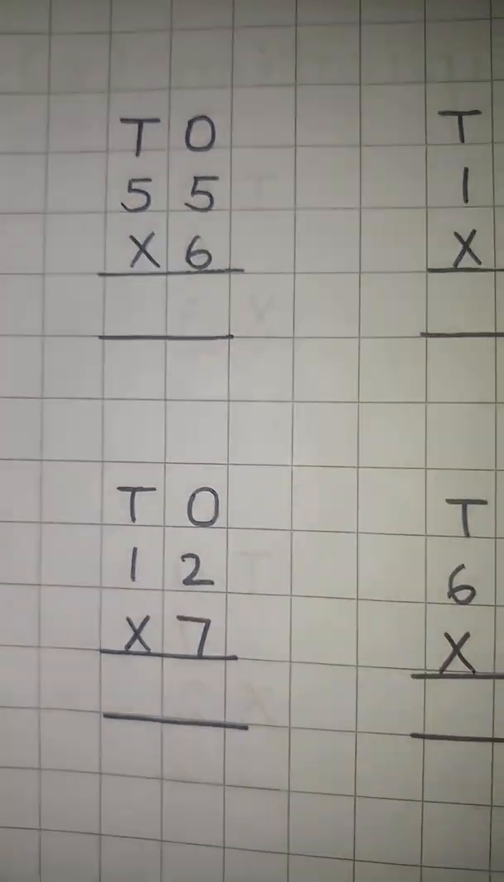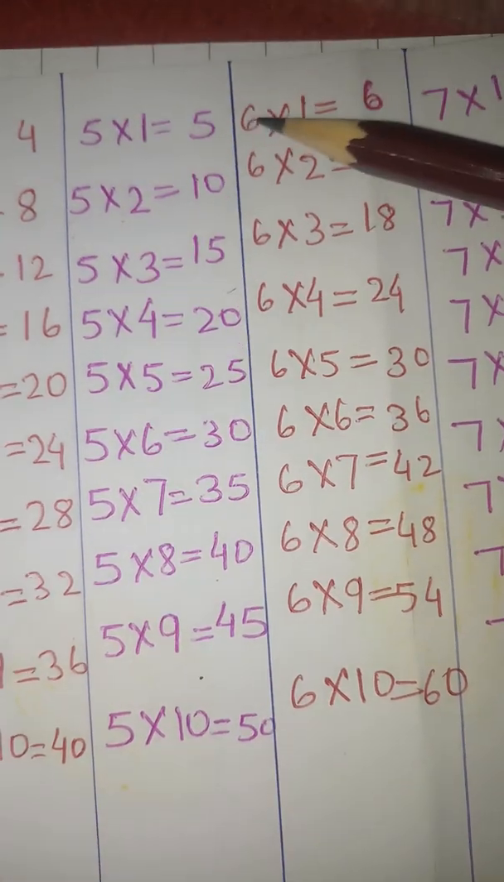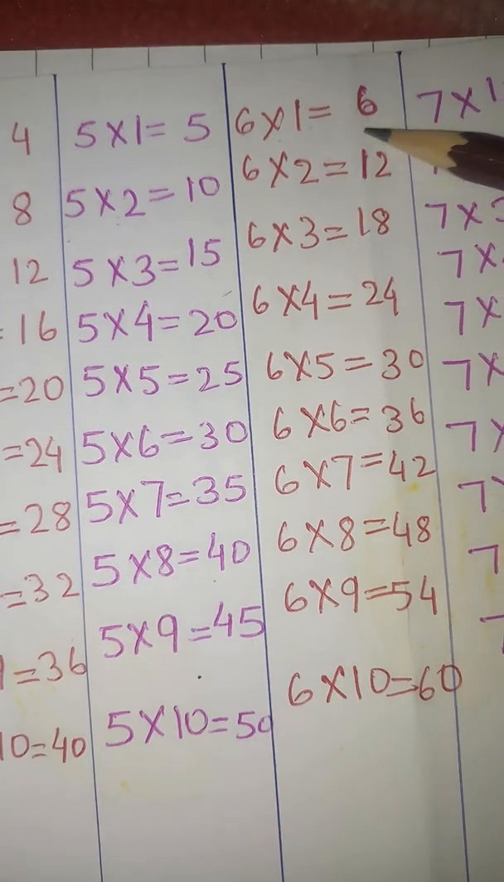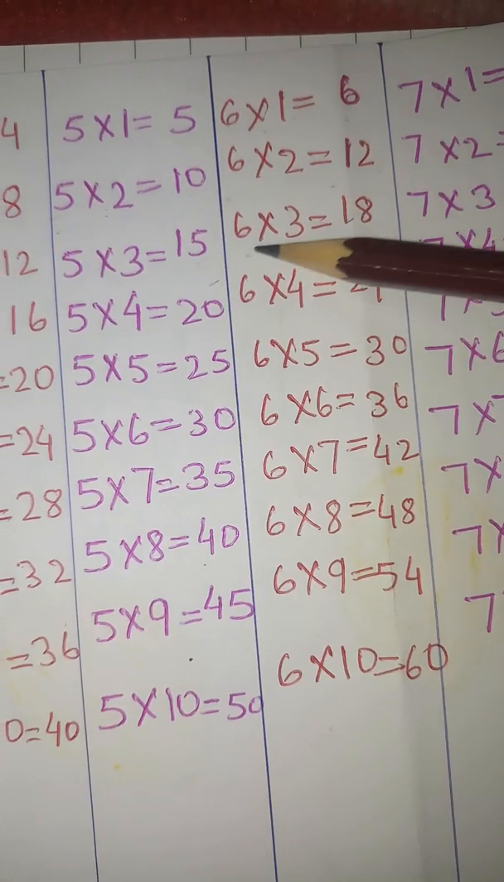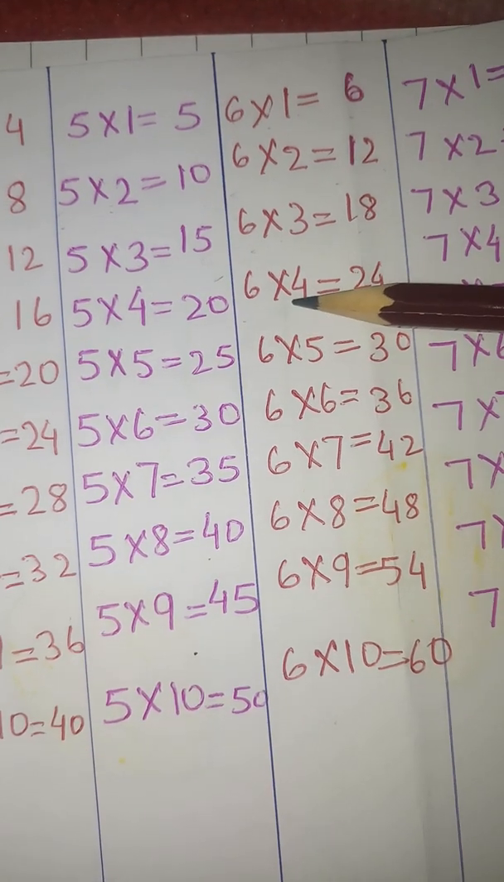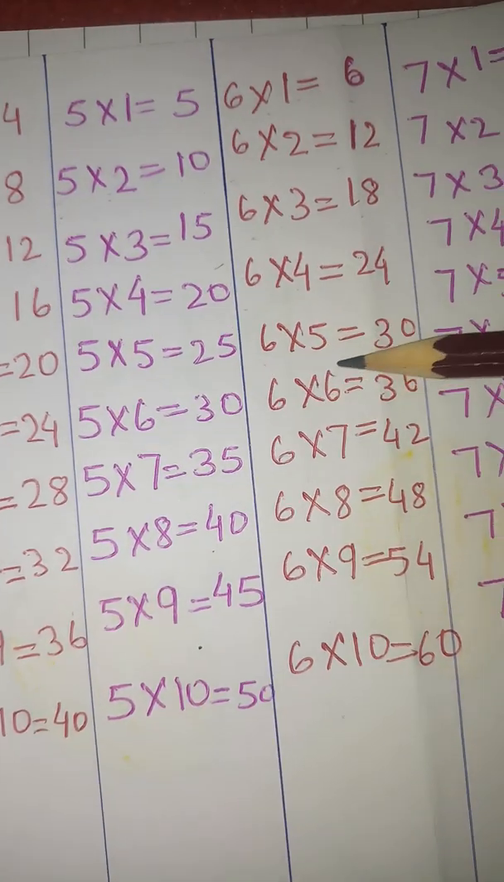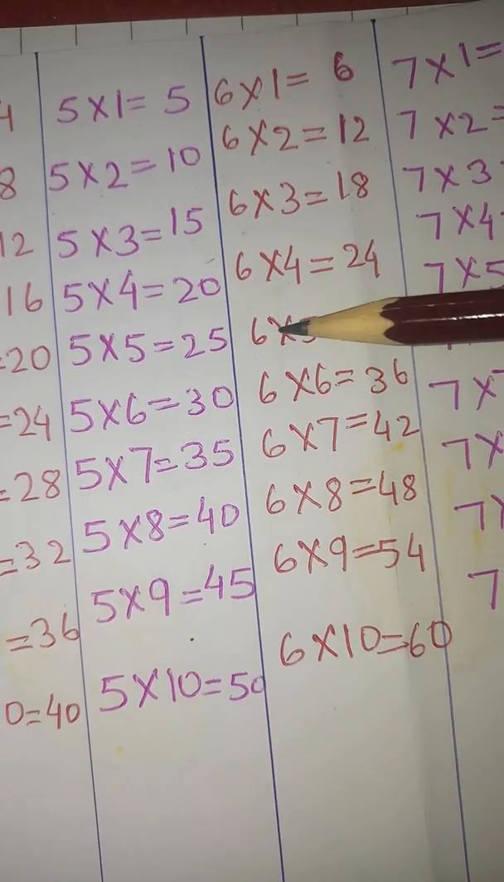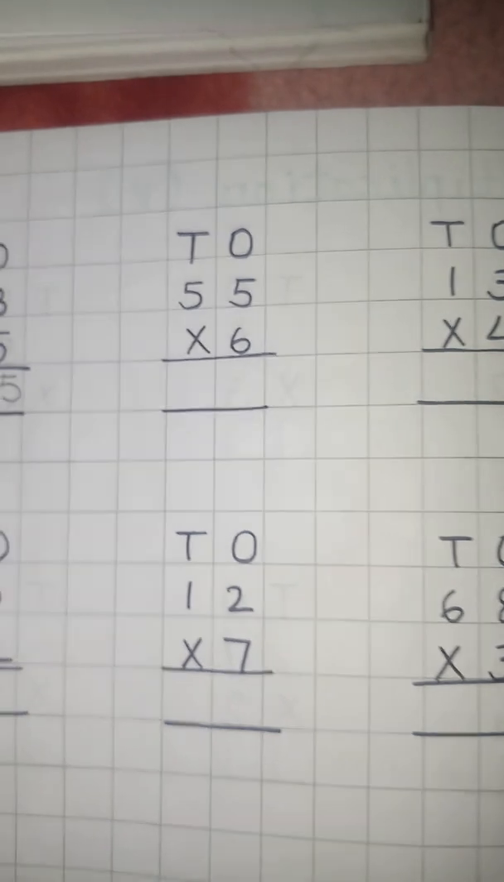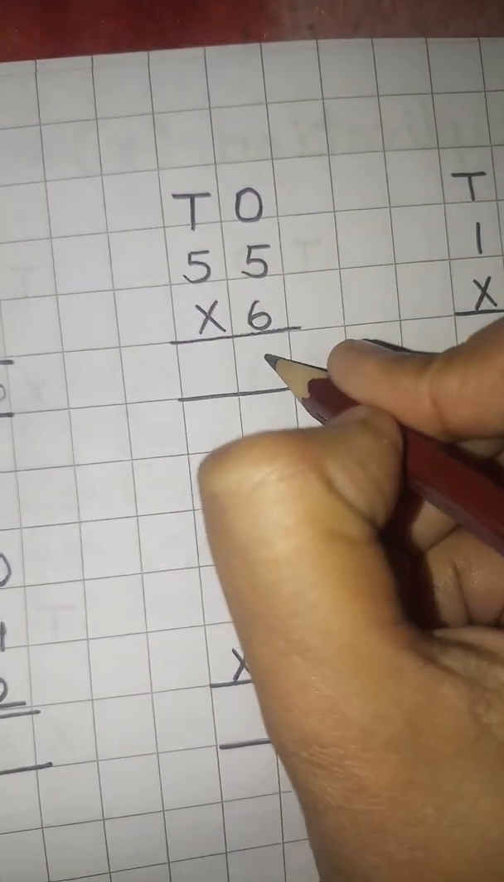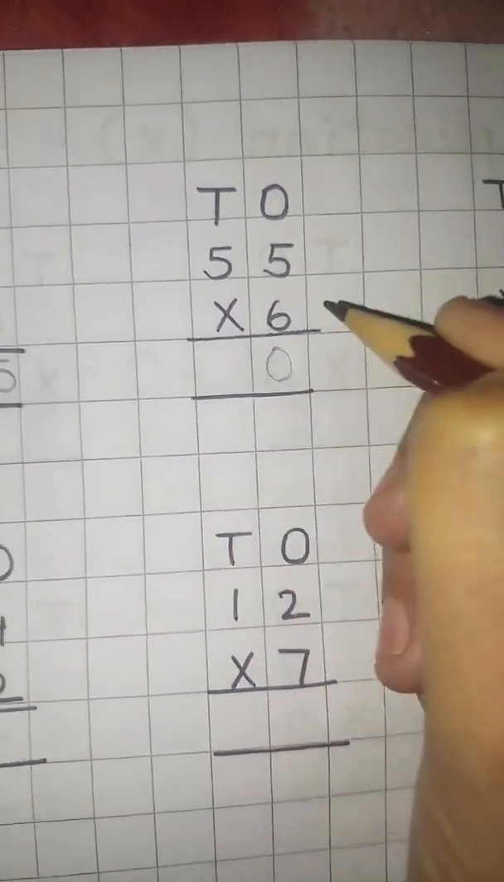Next, 6 into 5. Let's see in a table. 6 into 1, 6. 6 into 2, 12. 6 into 3, 18. 6 into 4, 24. 6 into 5, 30. 6 5s are 30. So here we will write 0 and 3 carry over.